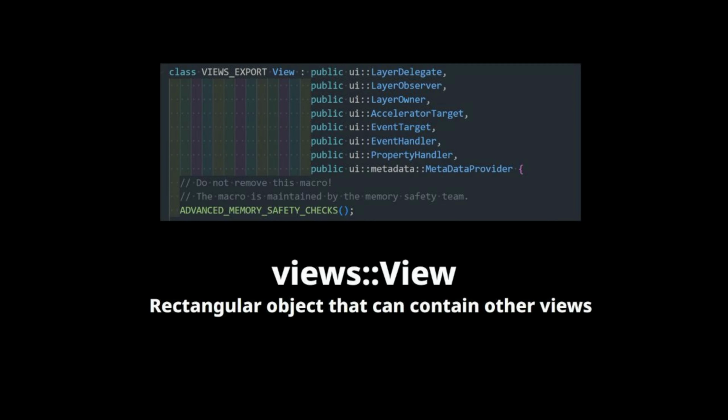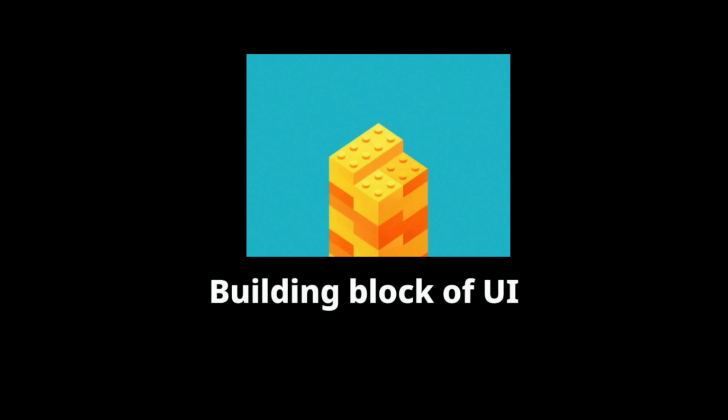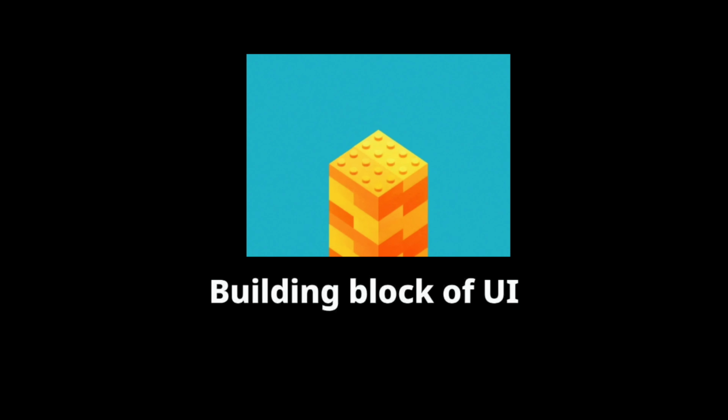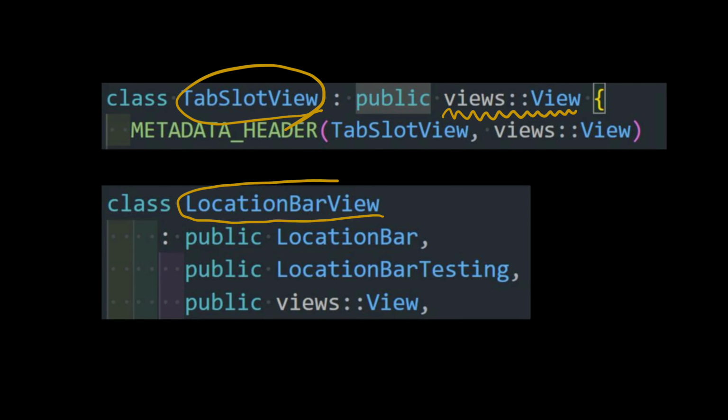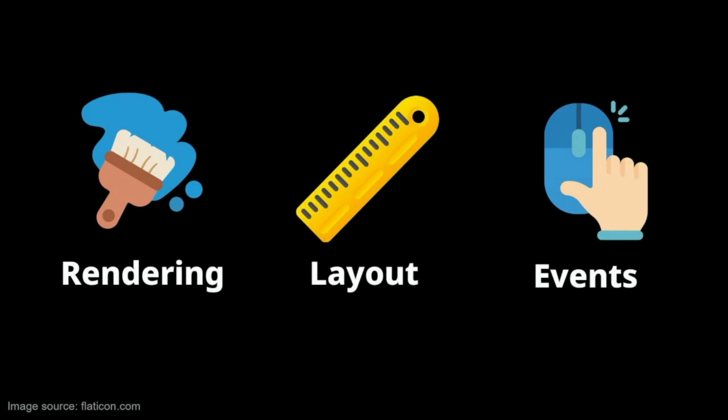The View class is the key class of the Views framework. The View class represents a rectangle that can contain other views recursively. Literally, the view is a building block of every UI in Chromium. For instance, you can easily find that the tab, location bar, and all other UI components are inheriting the view. The view provides three major things: rendering, layout, and event handling.